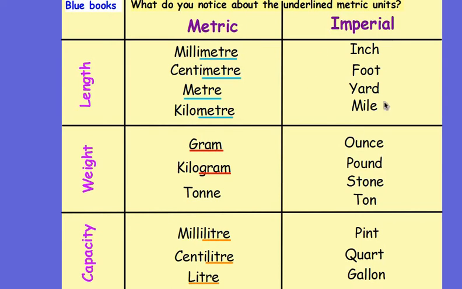For the imperial units, for length we have inches, feet, yards and miles. For weights we've got ounces, pounds, stones and tons. And for capacity, pints, quarts and gallons. Well done if you got quart, that's an unusual one. Don't often come across that one.